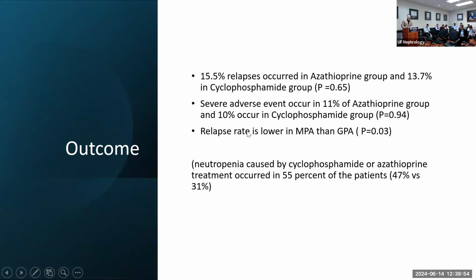About 15.5% relapse occurred in the azathioprine group, and 13.7% in the cyclophosphamide group. It is no different. Severe adverse events occurred in 11% of azathioprine and 10% of cyclophosphamide patients. There's no difference. But what we got from this study is the relapse rate is higher in MPA patients than GPA patients, with a p value of 0.03. So what we learned is that azathioprine is as good as cyclophosphamide in maintenance, with similar side effects.